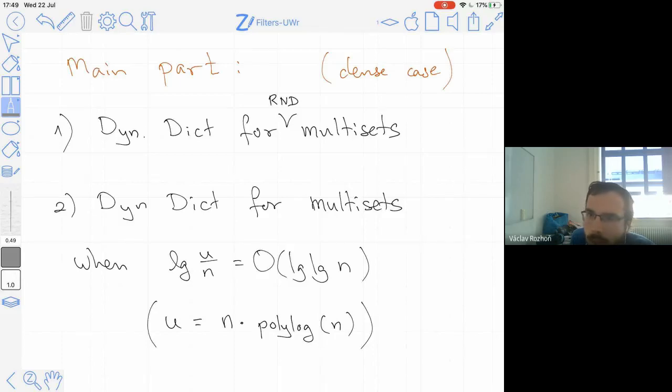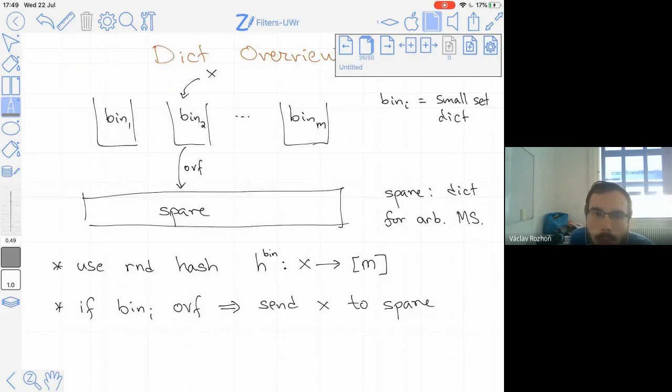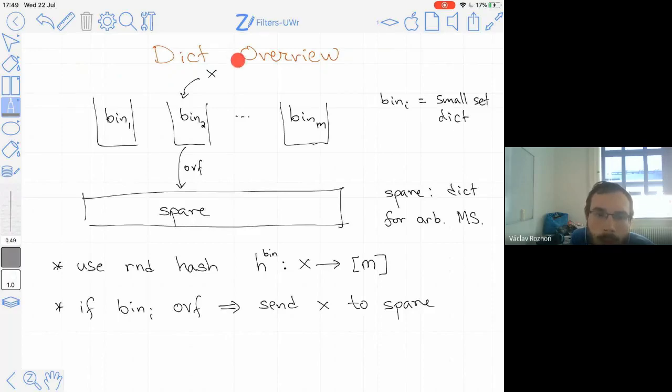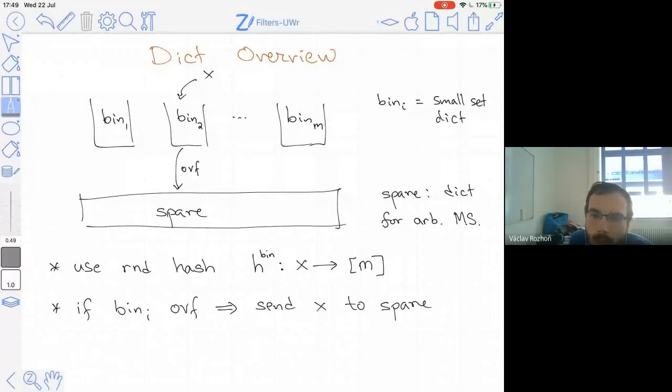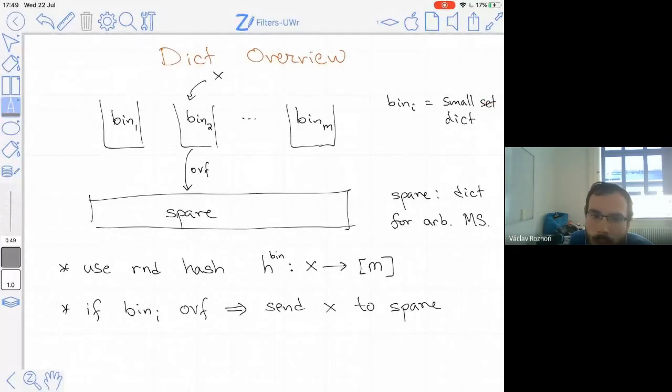Good. Running out of time. The dictionary overview, how does this thing work? It has 2 levels, the first level and the second level. The first level consists of many, many bins. Each bin is a dictionary for a small set. And whatever doesn't have room in the first level goes to the second level, which is called the spare. We refer to this as an overflow of the bin. This is not an error. The error happens when you have an overflow of the spare.